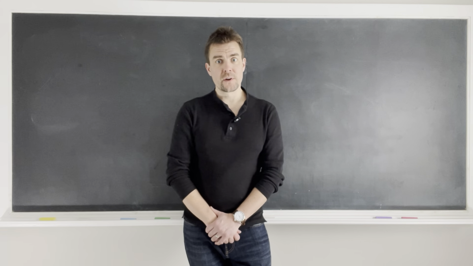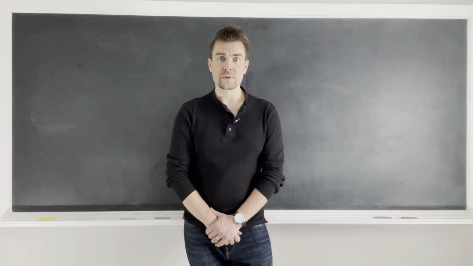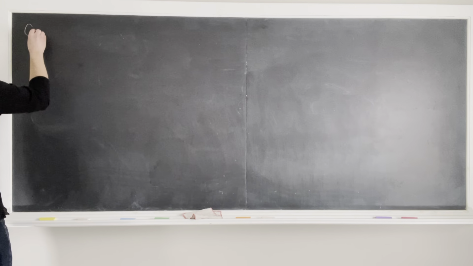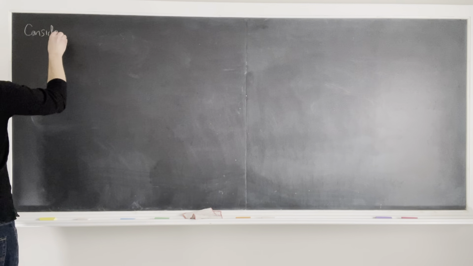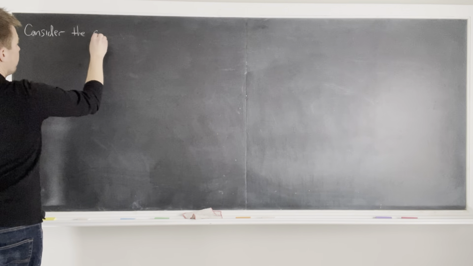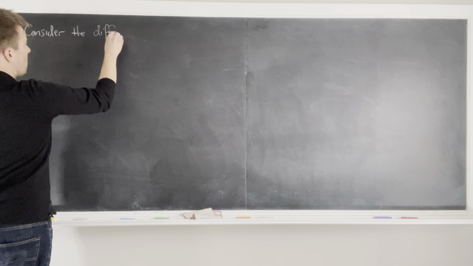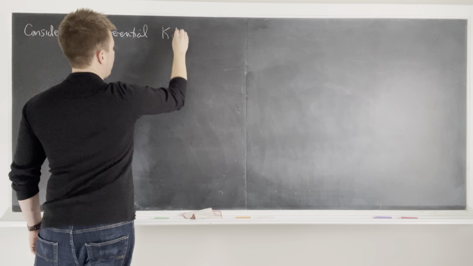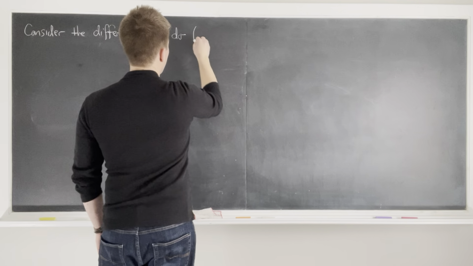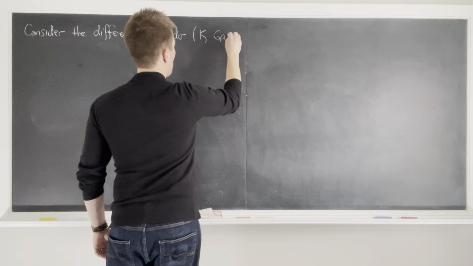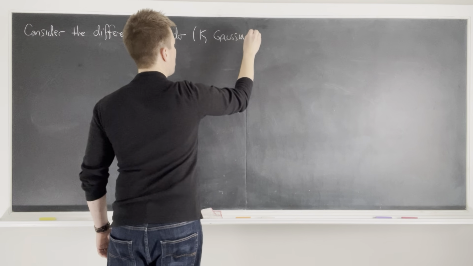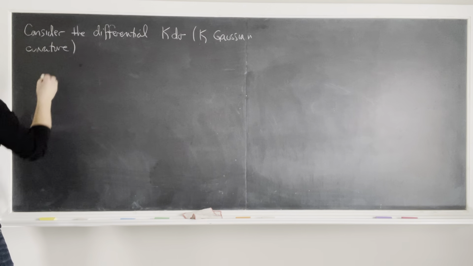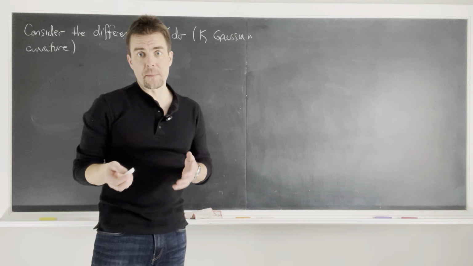Hello students, in this video we'll prove a formula for the Gaussian curvature times the surface area differential. So what we're going to do is consider the differential K dσ, where here K is the Gaussian curvature. Okay, we're going to see that this quantity comes up in the Gauss-Bonnet theorem.